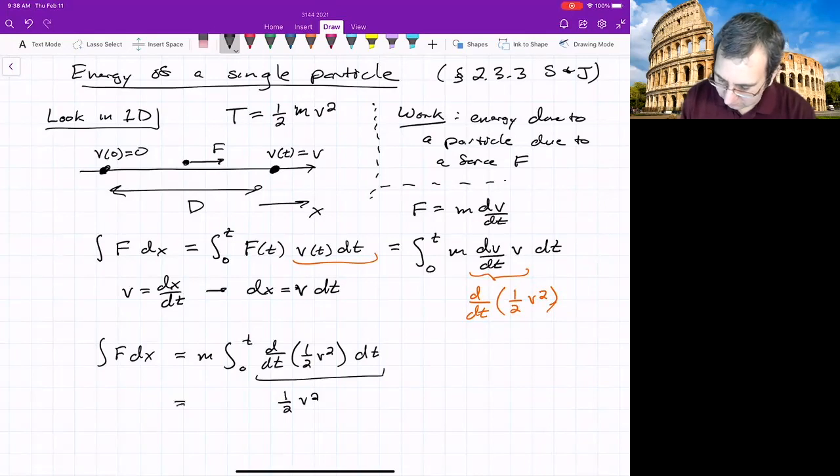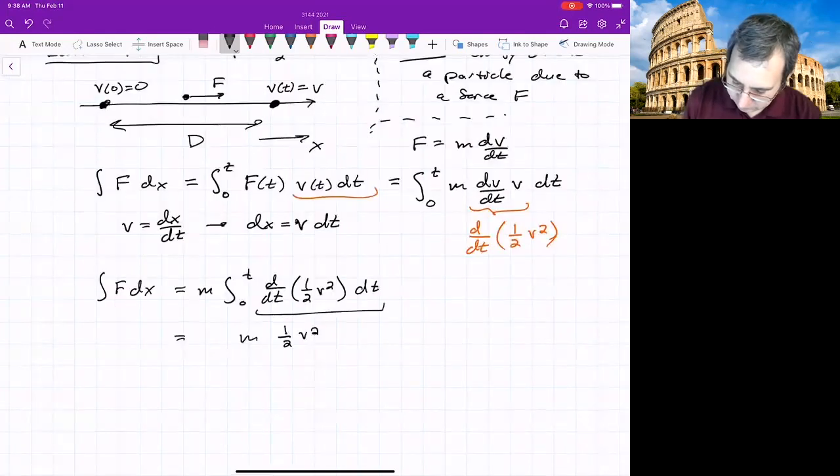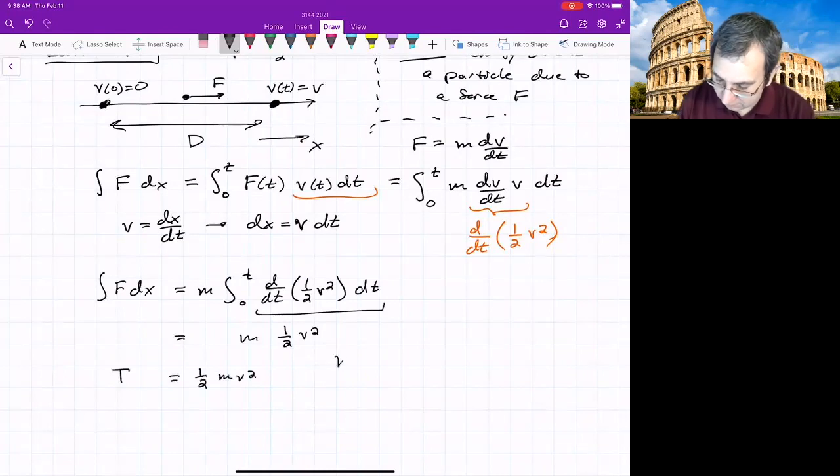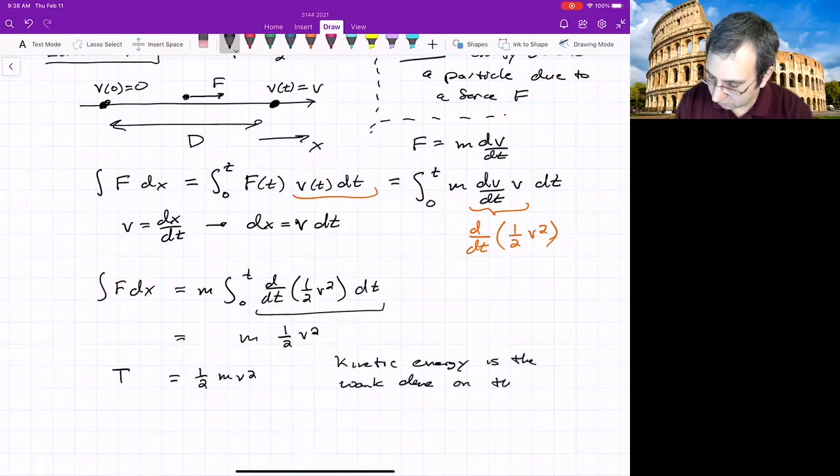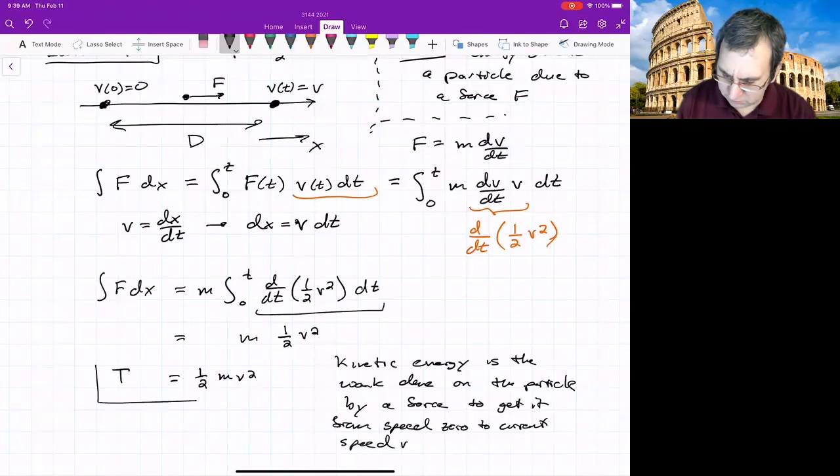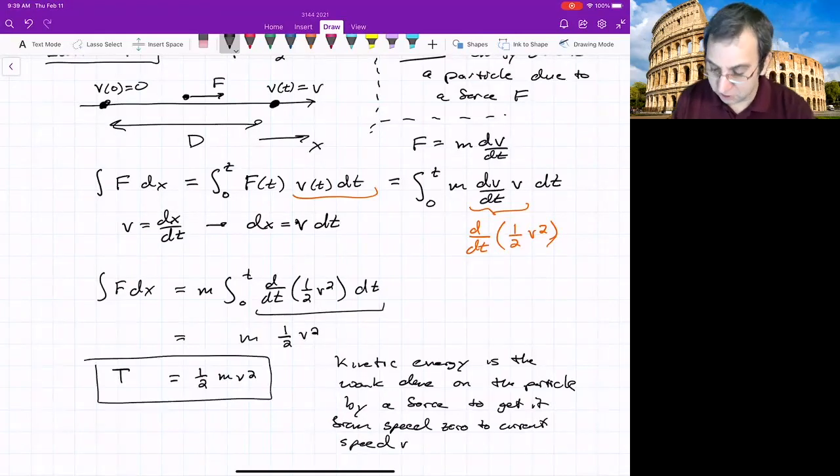So that means we get 1/2 m v squared. So we'll call this the kinetic energy. The kinetic energy is, here's how we'll put it: the work done on the particle by the force to get it from speed 0 to the current speed v. So hopefully that gives you at least a better appreciation of where kinetic energy comes from.